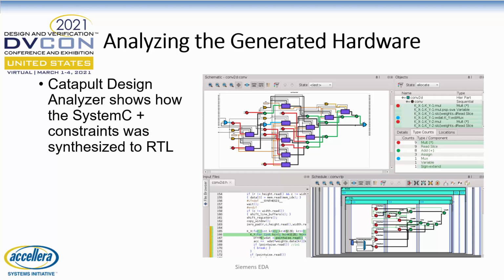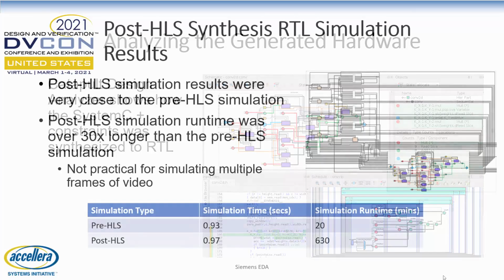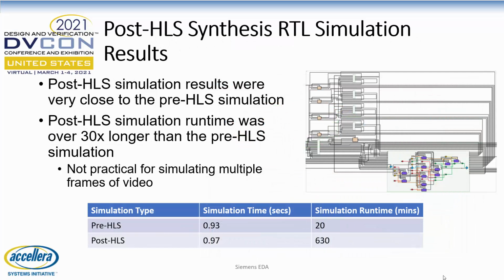The pre-HLS simulation does not contain information about the pipeline depths. However, MatchLib does provide a mechanism for back annotating this information onto the pre-HLS simulation. After performing the post-HLS RTL simulation, it was shown that the simulation results are very close to the pre-HLS simulation. The pre-HLS simulation was able to perform a single inference in 0.93 seconds, and the post-HLS simulation performed a single inference in 0.97 seconds.